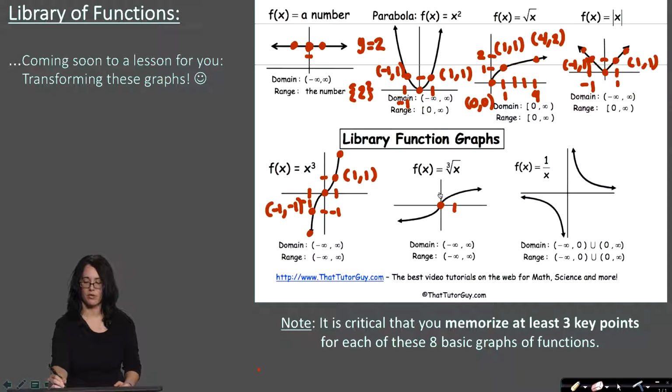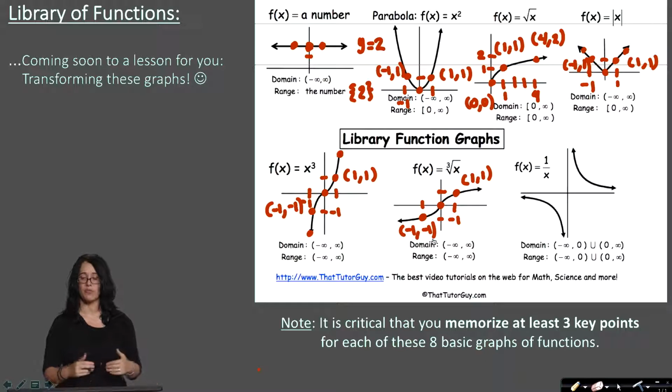Inputting 1, you get the cube root of 1, which is still 1, so we still have the point (1, 1). But inputting -1, now we get the cube root of -1, which is in fact -1. So we're getting this point at (-1, -1). Now notice those are the same three key points that we got for x cubed, but the graph is growing differently. Before it was vertically stretched out, and now it's more horizontally stretched out. So that's a little bit different.